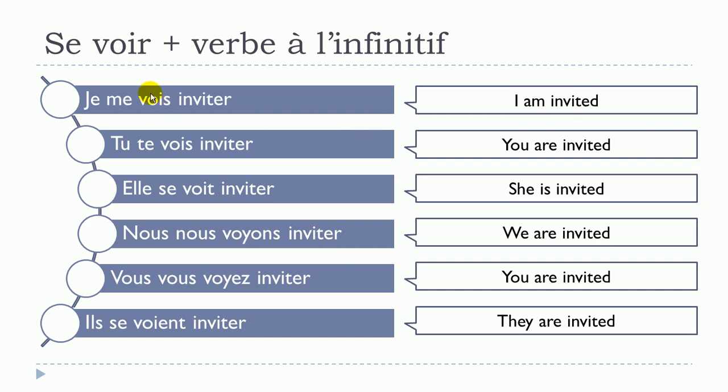Of course, you need to remember how to conjugate this voir verb at the present form in that case, because it's not a regular verb, so it's vois, voit, voyons, voyez, and then voient. Okay, and of course, as we are using this pronominal form here, se, so you should put me. Je me vois, tu te vois, elle se voit, nous nous voyons, vous vous voyez, il se voit. Okay, and after that you just put your infinitive verb.